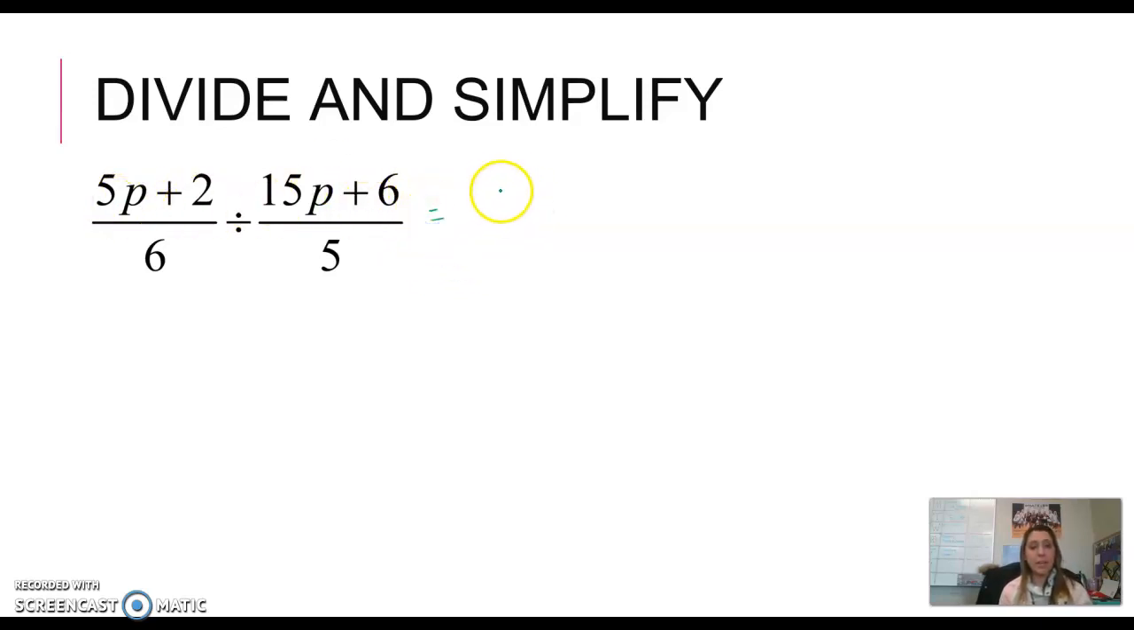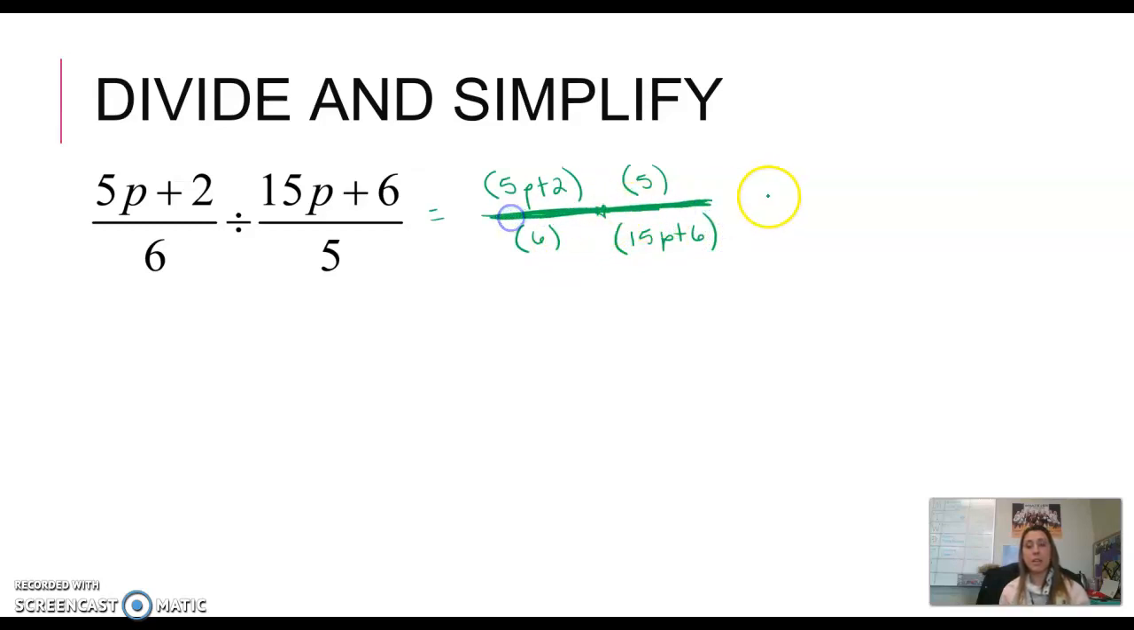So we need to keep the first fraction the same. So I'm just going to put it in parentheses. We're going to change it to multiplication, and we're going to flip the next fraction. 15p plus 6. Okay, so now we have a multiplication problem. With all those parentheses, we can just make it all 1. And we need to factor. Does 5p plus 2 factor? No, it does not. And does 5 factor? Nope. So I'm going to rewrite it as 5 times 5p plus 2, because that says the same thing with less writing.